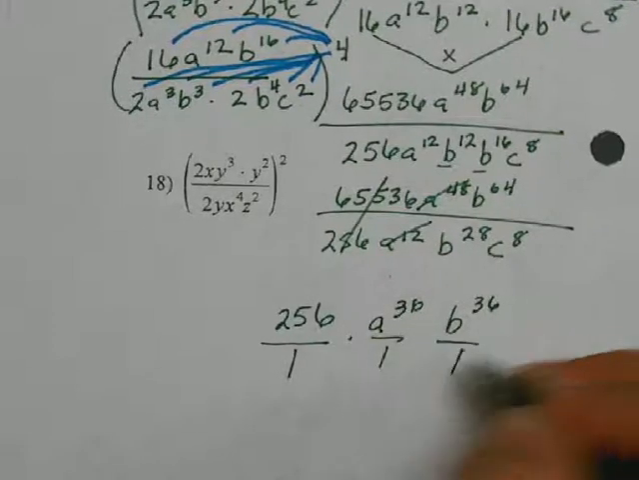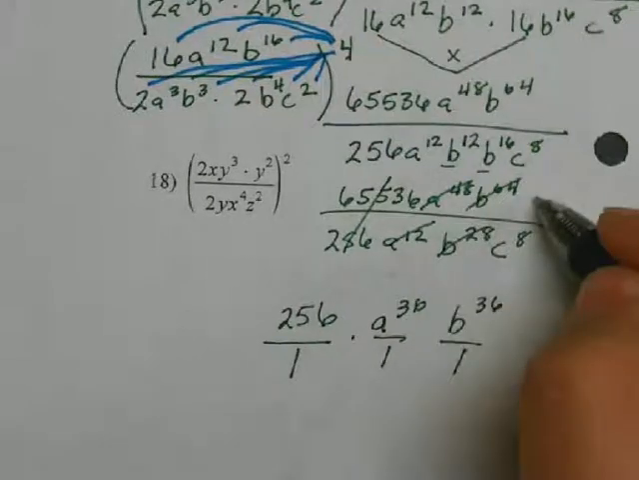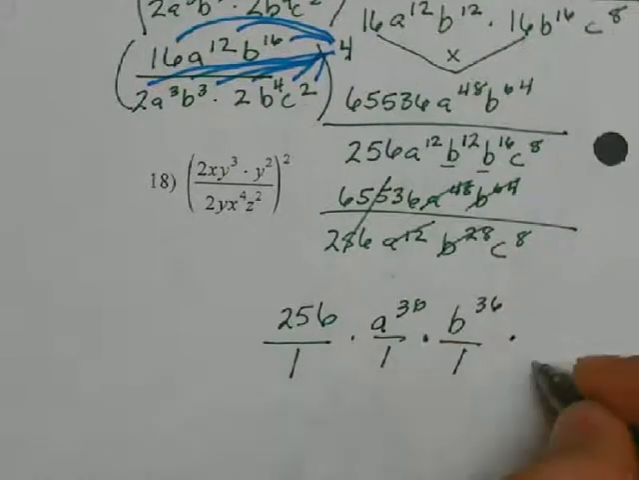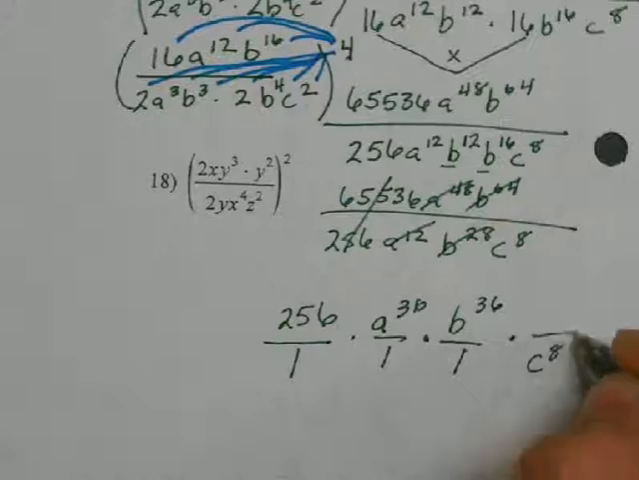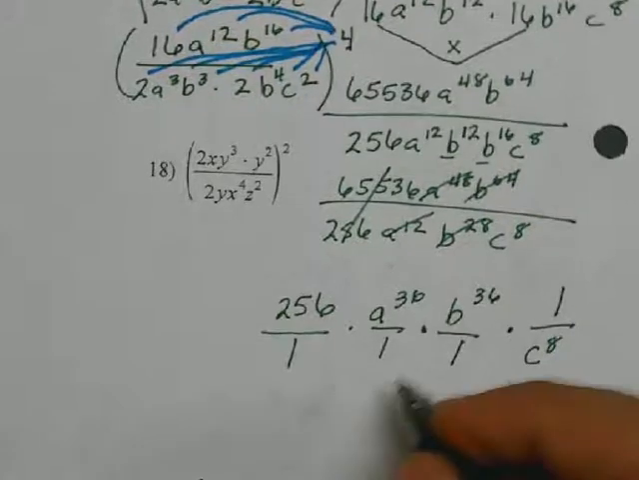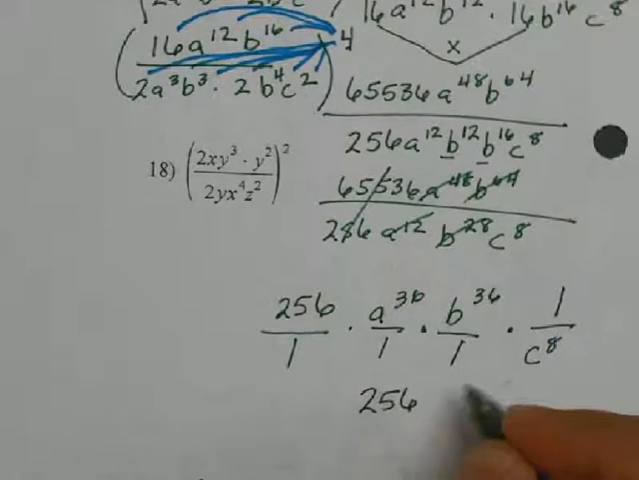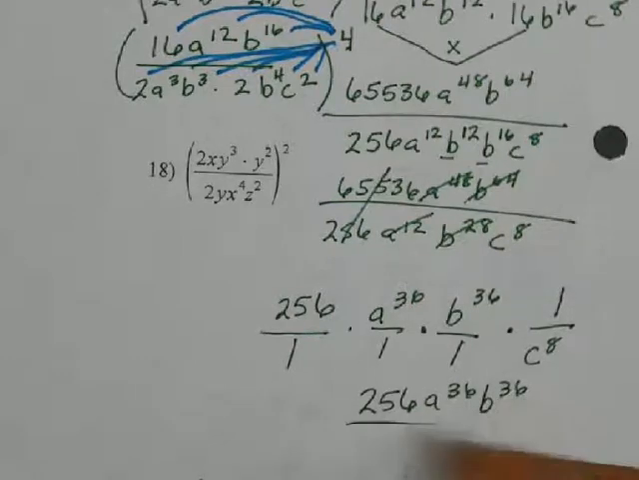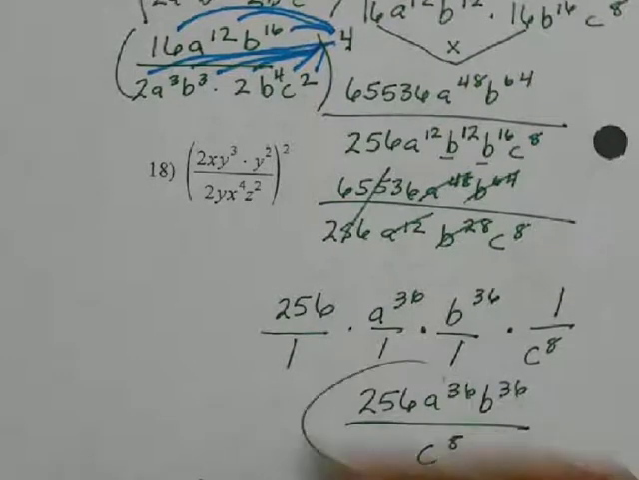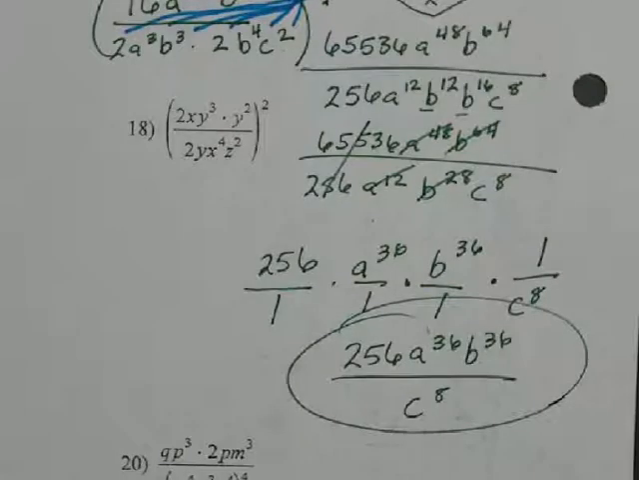And then notice we have no c in the numerator, so we're going to keep c to the 8th in the denominator and put it under 1. My final answer, 256, a to the 36, b to the 36, all over c to the 8th. And that's that problem simplified. Okay.